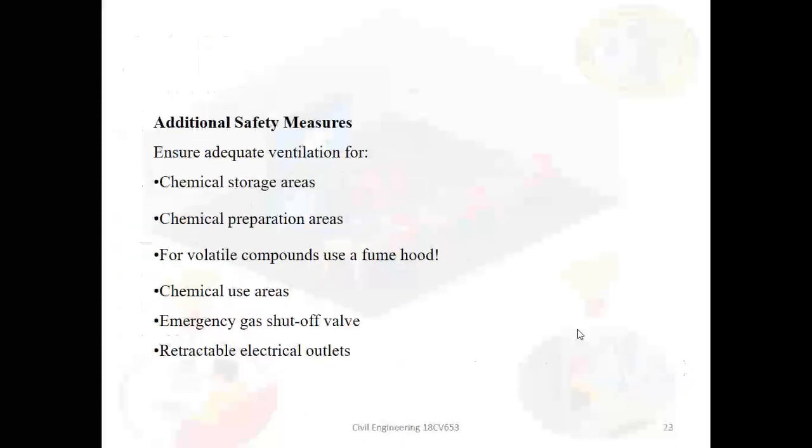Additional safety measures: ensure adequate ventilation for chemical storage and chemical preparation areas, for violent compounds use a fume hood, and in chemical use areas, keep emergency gas shutoff valves and reachable electrical outlets. So we should ensure adequate ventilation for all these areas.